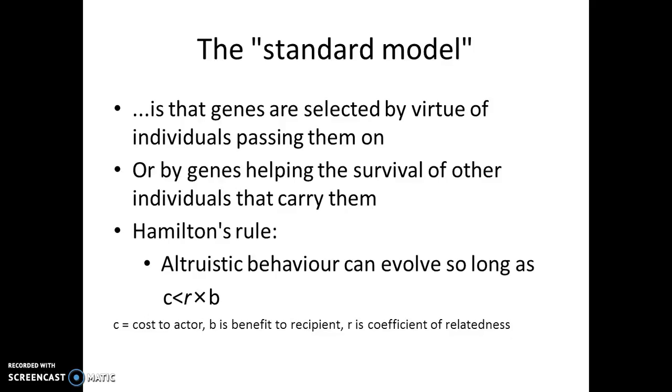And this is the bit that everybody gets scared about. Hamilton's rule: altruistic behaviour can evolve as long as the cost to an individual gene is less than the benefit, that's B, to a copy of the gene, multiplied by the likelihood that the gene is in that other individual. Now, the likelihood of a gene being in an individual can be determined by how related you are to that person. We already mentioned siblings share 50% of their genes. So that means there's a 50% chance that if one sibling has a particular gene, then the other sibling has the gene.